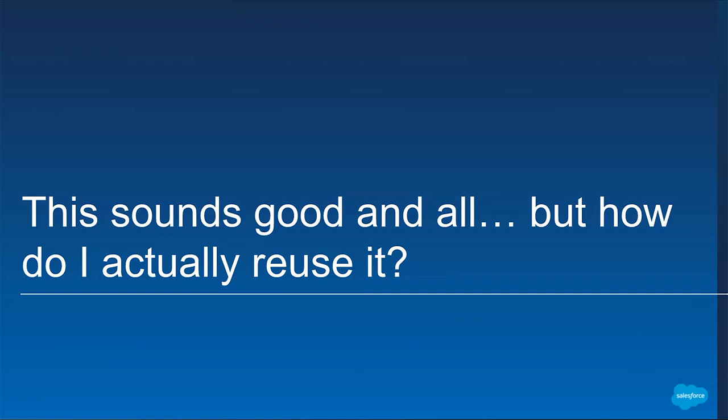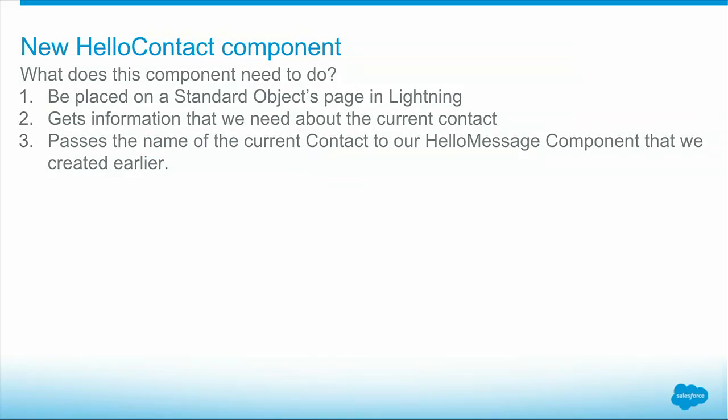So that sounds good and everything, but how do we actually reuse what Taylor had just helped us create a moment ago? Well, to do that, we're going to create a new Hello Contact component. So there's a few things this component's going to need to do. We're going to want to be able to place this component on a standard object's page in Lightning. We're going to want to be able to get information about whatever record it is that we're in for that detail page. And we're going to want to pass information from that record detail to our component.